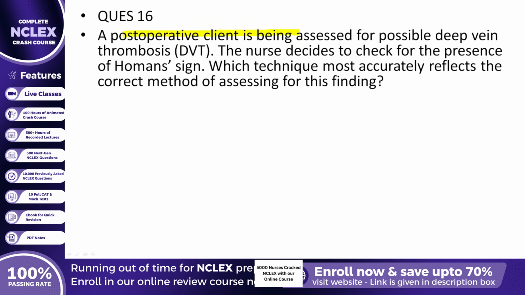Moving ahead into a clinically significant nursing assessment scenario, consider a post-operative client being evaluated for a possible deep vein thrombosis. The nurse decides to assess for the presence of Hohmann's sign, and the question asks which technique correctly reflects this assessment. The options presented are as follows.